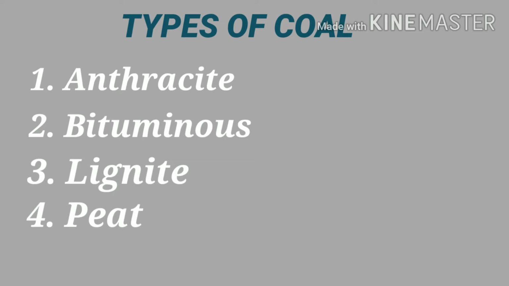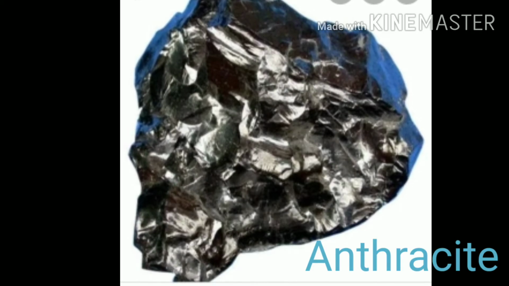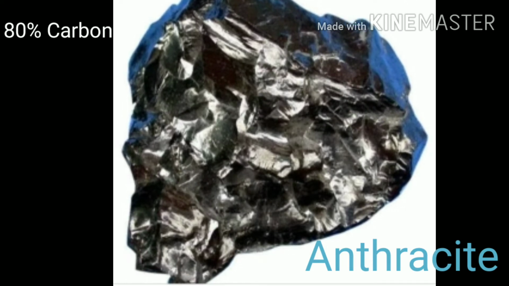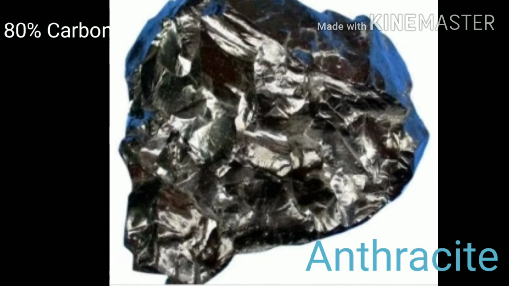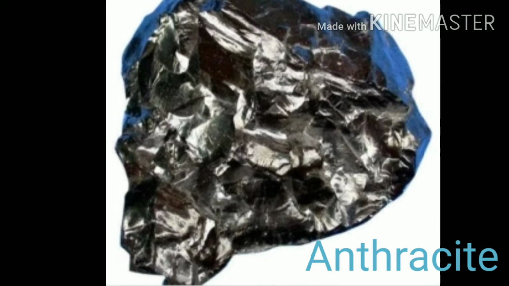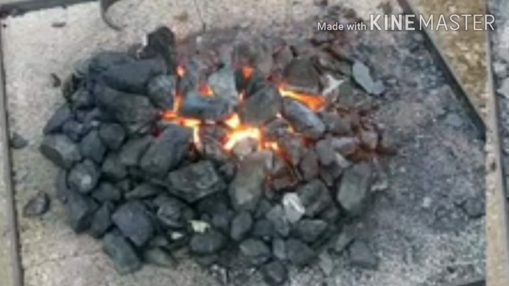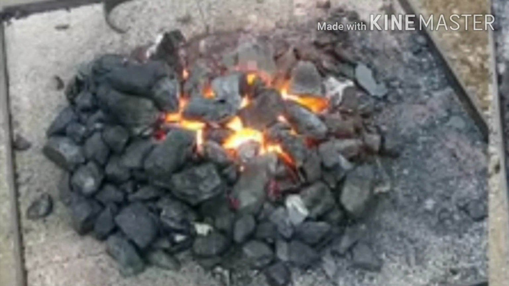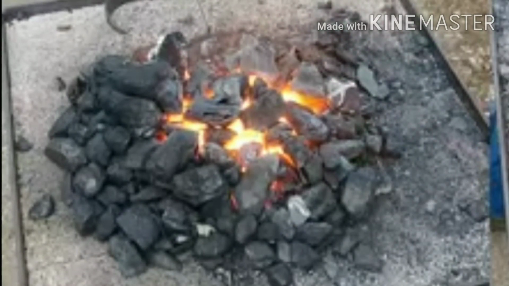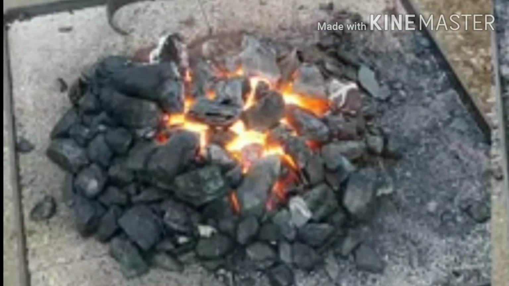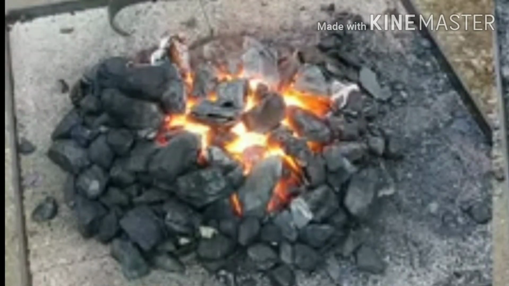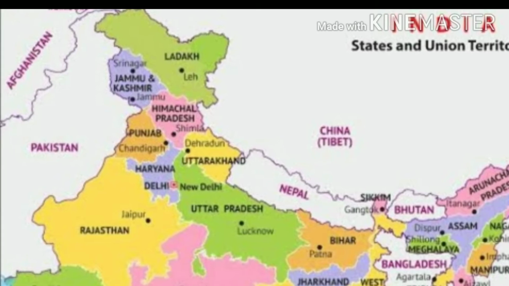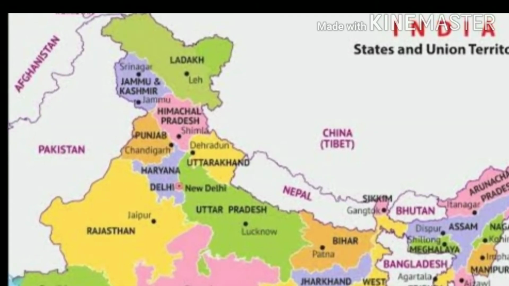First one is anthracite. This is the best quality of coal and contains over 80% carbon. It is very hard, compact, jet black coal having semi-metallic luster. It ignites slowly and burns with a nice short blue flame. It has the highest heating value and is the most prized among all varieties of coal. In India, it is found only in Jammu and Kashmir, and that too in small quantity.